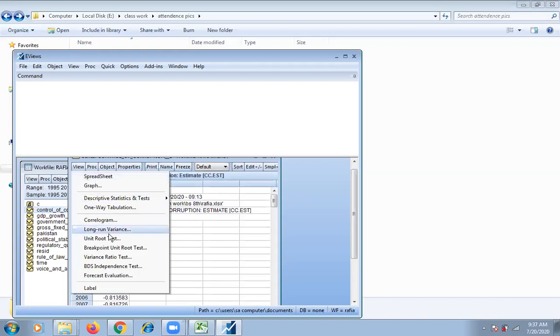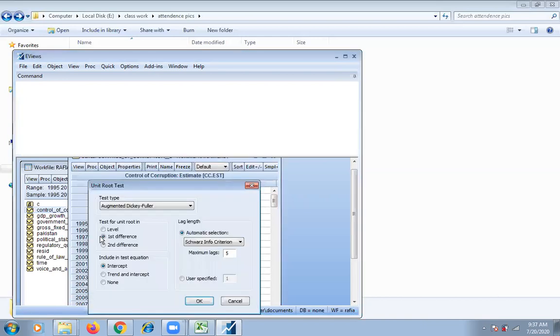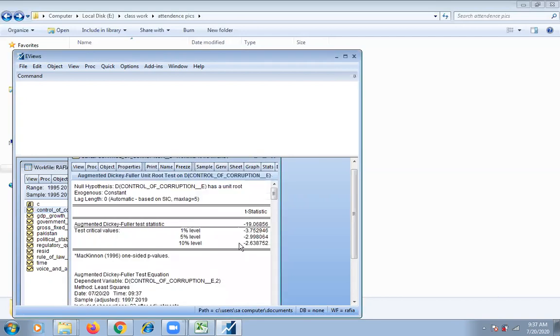Now again, unit root test, beta, please go to the view, unit root test, first difference, intercept, don't check anything else. This is the result. Now you want to see the data of first difference. You can see here D into this variable. This is the first difference.